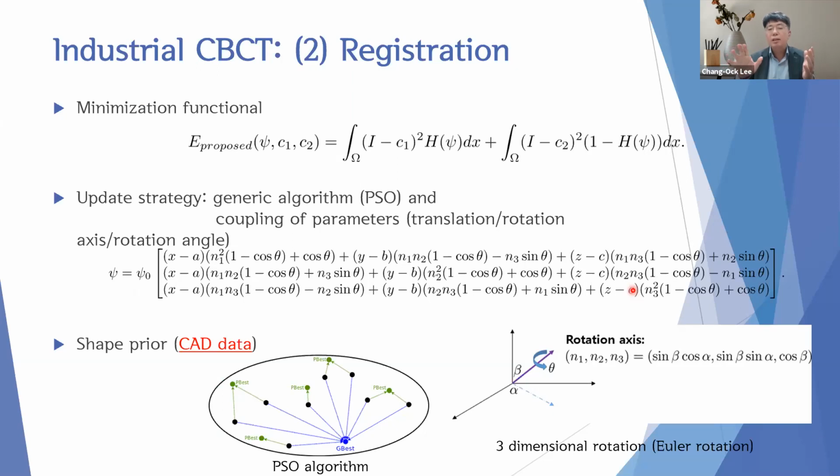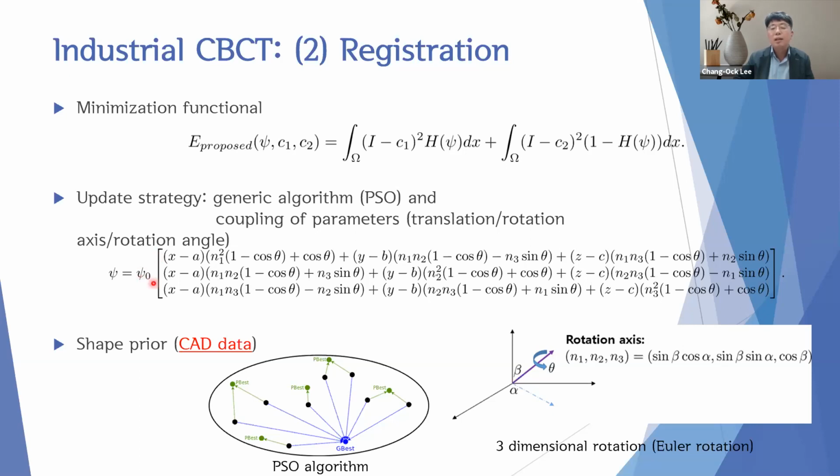We matched the CAD data to the CT data, but that is not exactly matched because the CT data contains noise and cone beam artifact. So in order to register the CAD data to the CT data, we consider this kind of minimization functional. This is the very famous Chan-Vese model, but a little bit different one is psi. Psi comes from this shape prior.